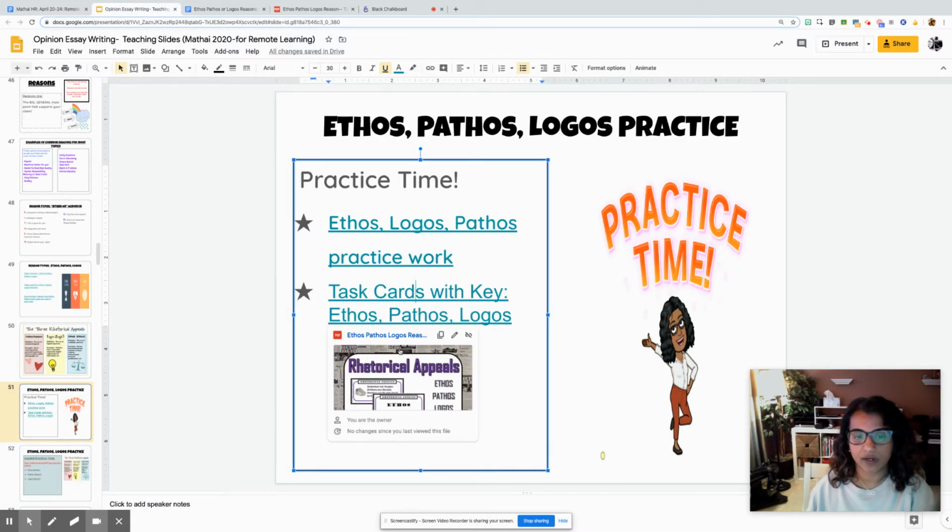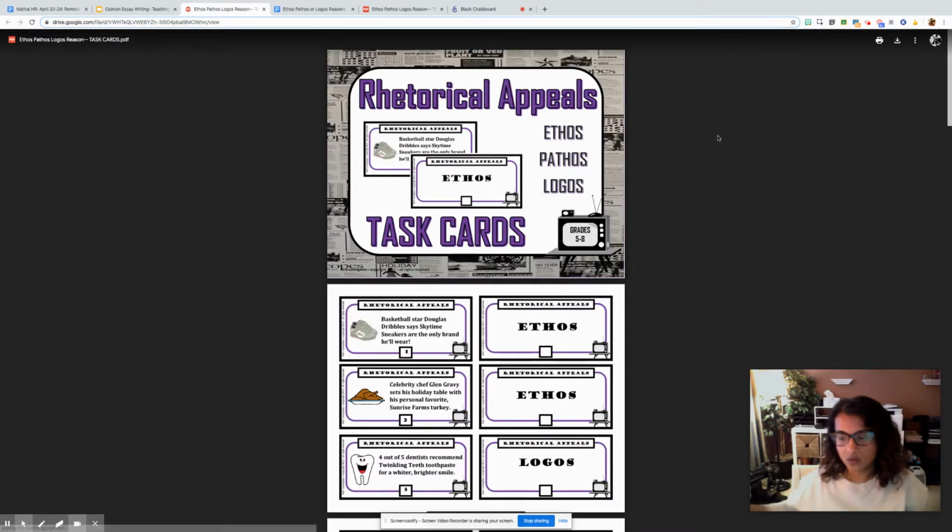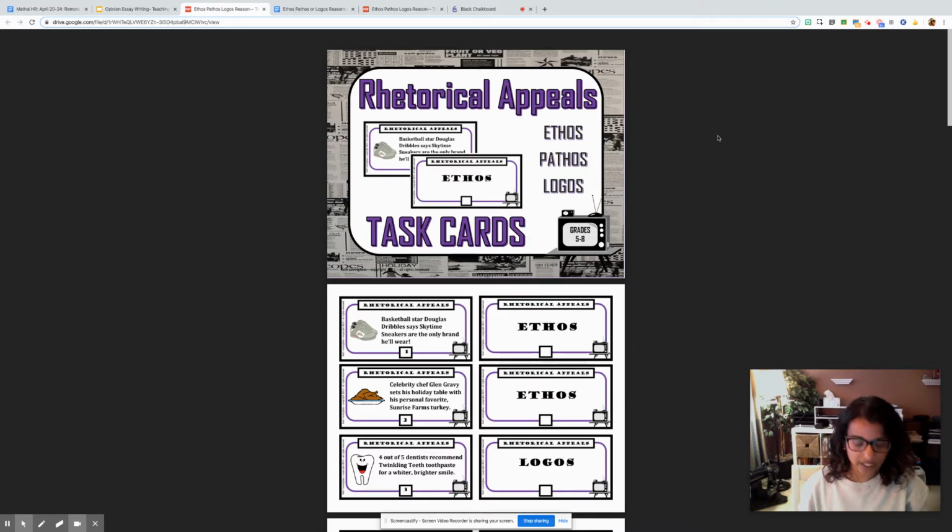Another thing I want to offer up as practice, and you probably remember doing this with our student teacher, are these task cards. I don't know if you remember, but we had these task cards around the classroom and we were all walking around, reading them and writing down our answers. We didn't do all of the task cards. I think we just did 1 through maybe 15 or 20.